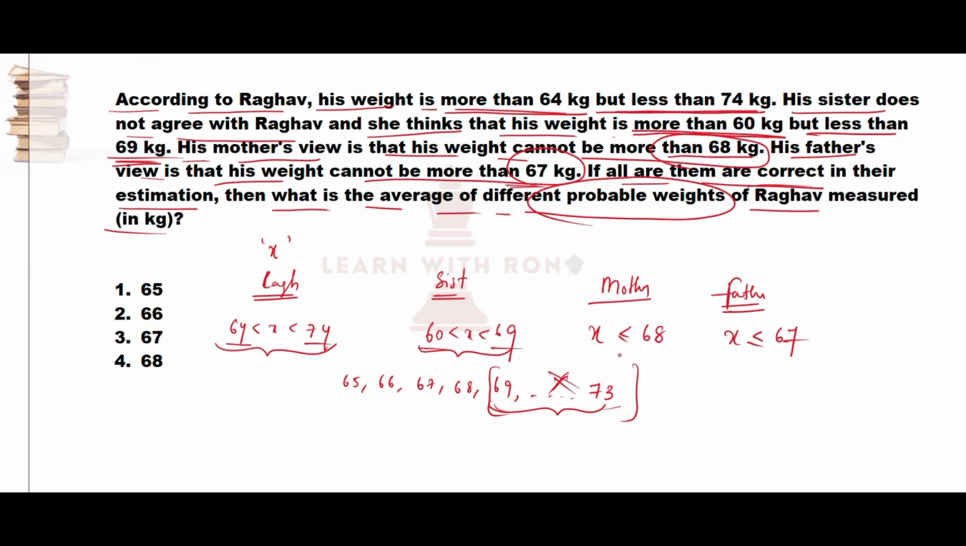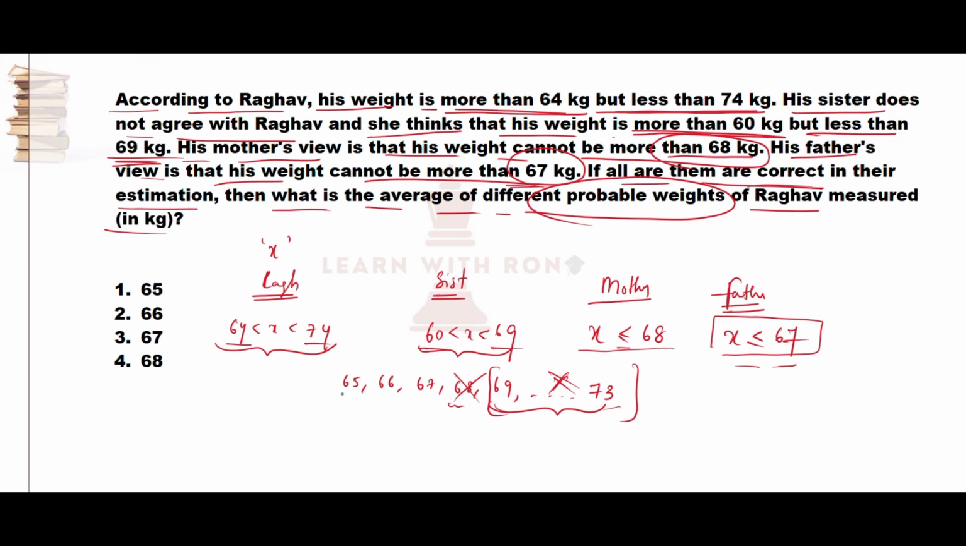From his mother's point of view, it should be less than or equal to 68. So it is verified. From his father's point of view, it should be less than or equal to 67. Means either the weight should be 67 or less. But here we estimated 68. So 68 also should not be taken.